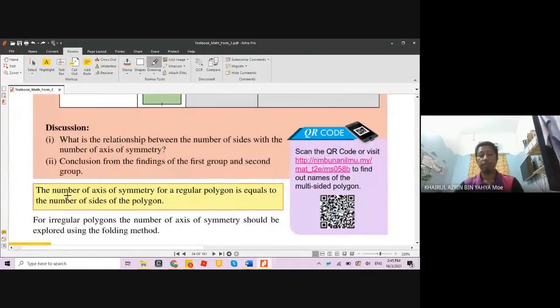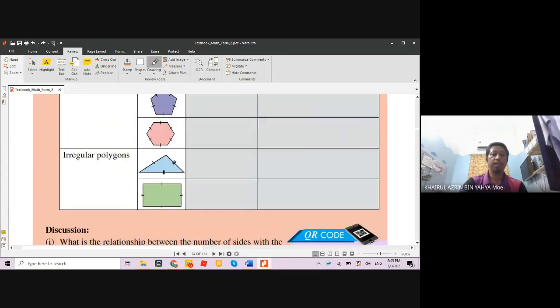Okay, it says here the number of axes of symmetry for a regular polygon is equal to the number of sides of the polygon. Okay, so actually, do you know what is axis of symmetry? Do you know what is axis of symmetry? Let me show you some examples.